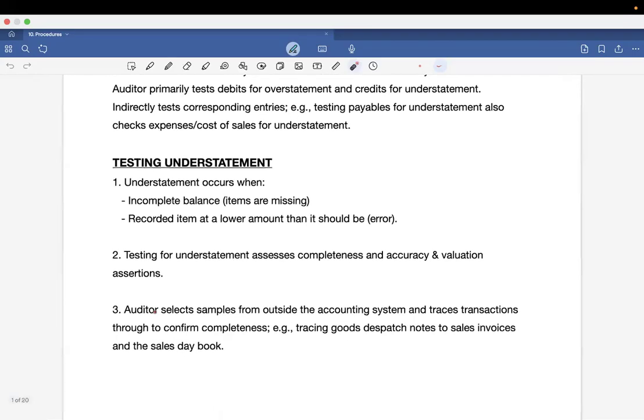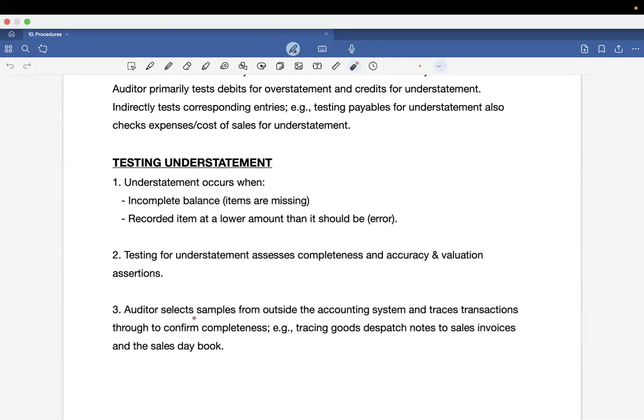So testing for understatement is actually completing the assertion of checking whether it has completeness, accuracy, and valuation. You have covered the seventh chapter, the assertions. In the evidence chapter, there is something called assertions. Make sure you're very thorough with that, because assertions are very important for us to complete the procedures. You should be able to answer them even in your sleep. That is more important. Assertions are very important for procedures. Clear?